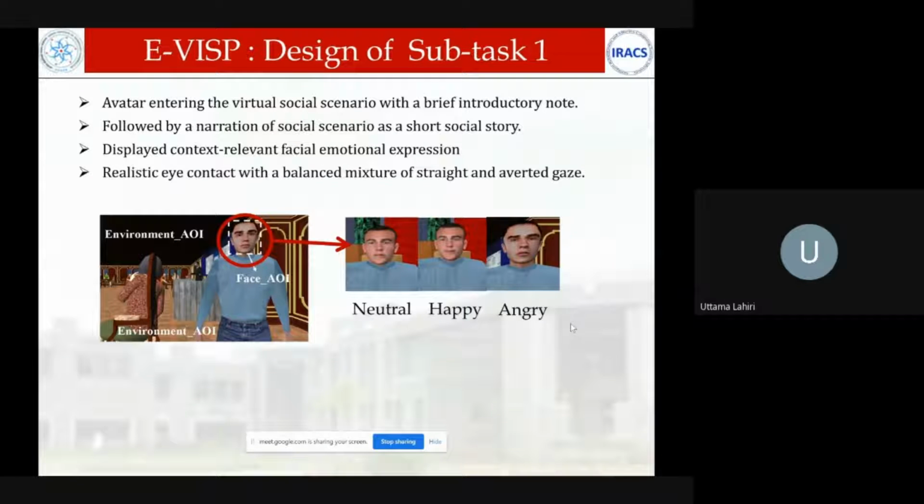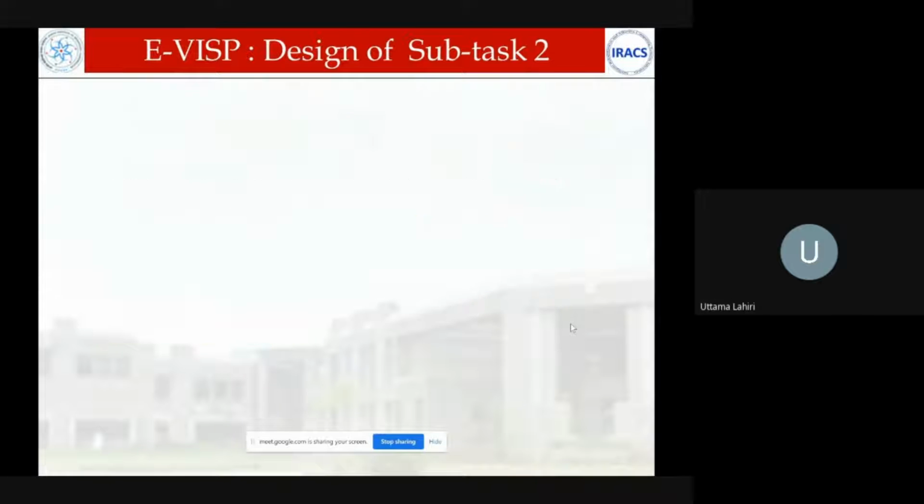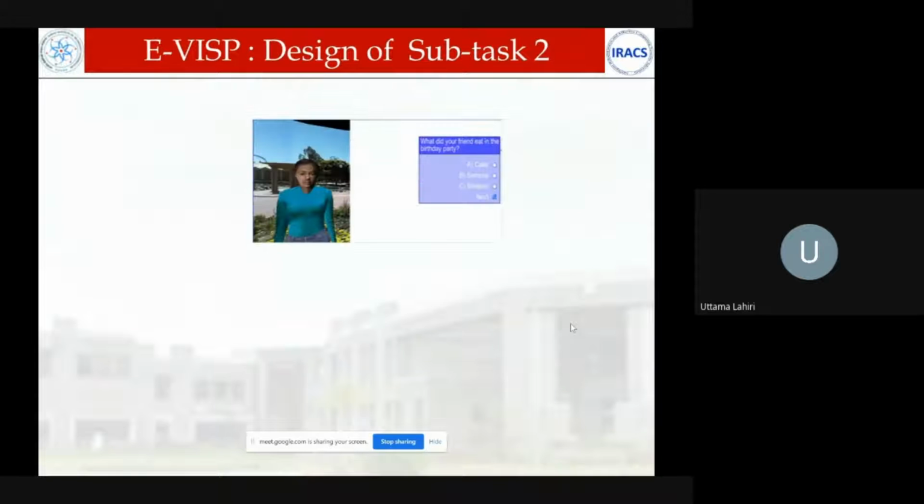One is no emotion, neutral, and the other two are the two emotions on the two opposite sides of the valence scale, one positive and one negative valence. The arousal level remaining the same for both the emotions. Following this, the avatar started interacting with the child. There were different types of questions being asked by the avatar where the child has to respond to the questions.